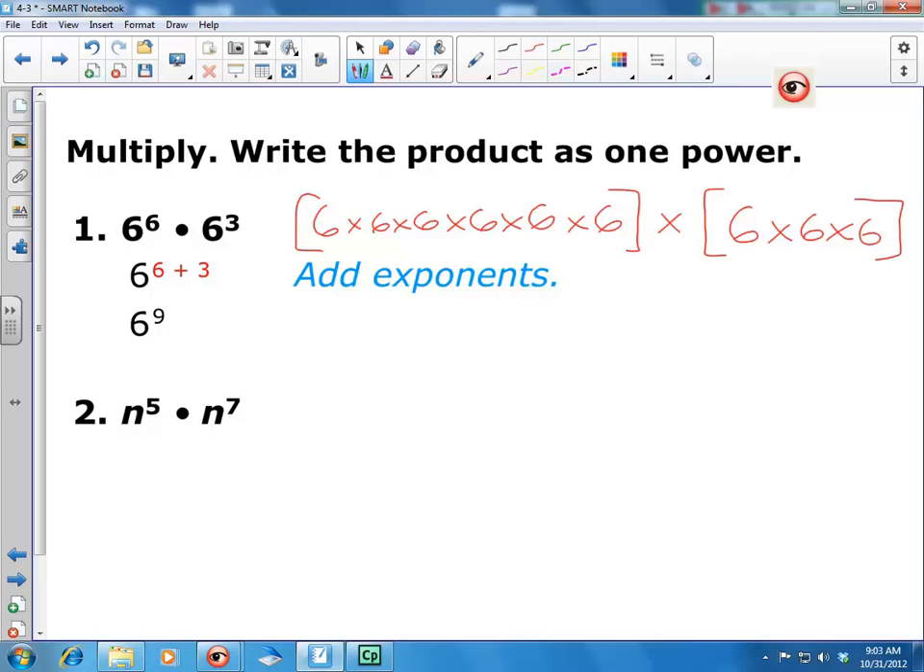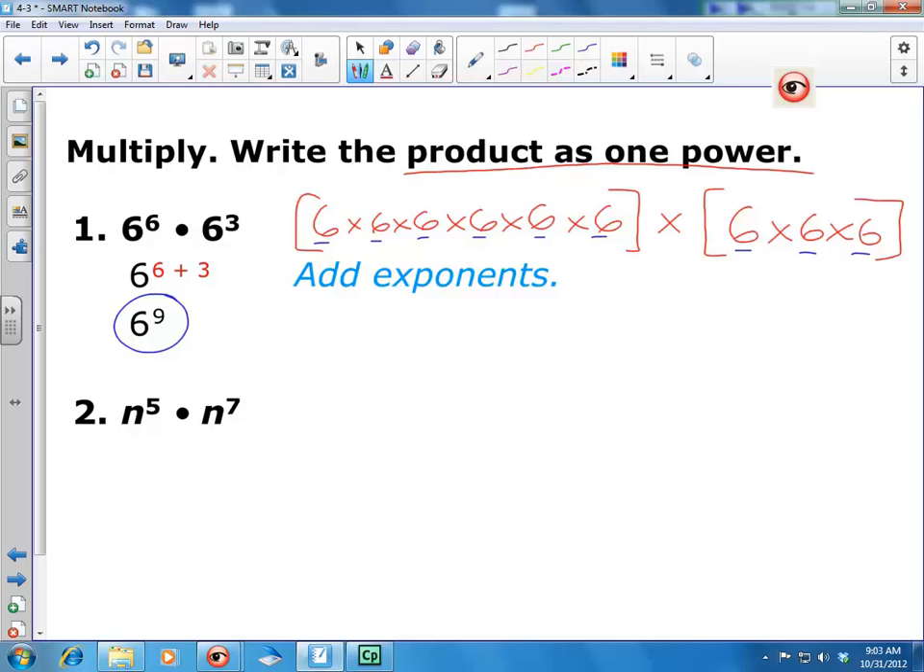If we were to actually figure that out, yes, that would be a huge number. It doesn't necessarily want us to figure that out today because it wants us to write the product as one power. So we're going to be writing our answer as a number with an exponent. Just like right here, which gives you the answer to this one. It says it's 6 to the 9th power. But if we were to figure that out, count up how many 6s we have: 1, 2, 3, 4, 5, 6, 7, 8, 9. And we're multiplying all those together.